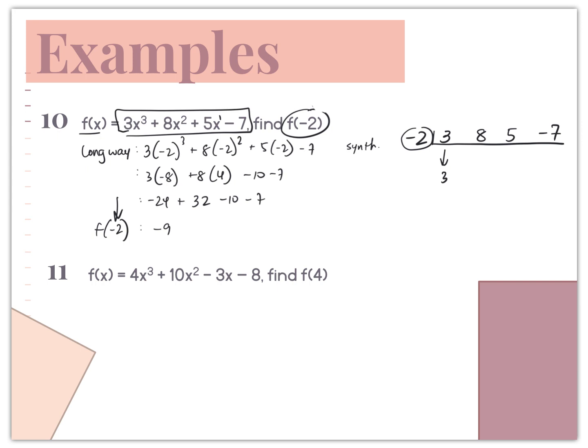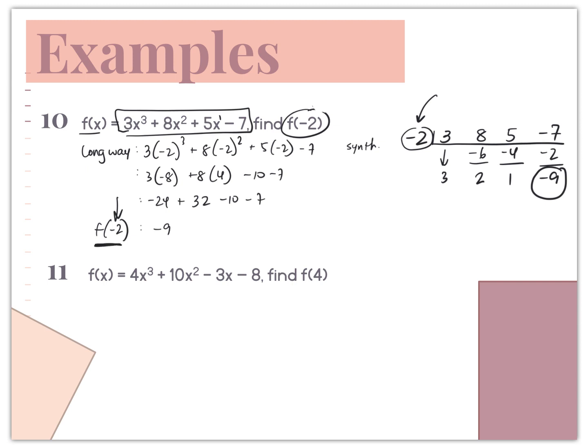So I bring down the 3, multiply, and add. Multiply the negative 2 and 4, and then I'm going to add. Multiply the negative 2 and 1, and I'm going to get negative 2, and I'm going to add. And what the remainder theorem says is that the value of the remainder is the value of the function when you plug negative 2 in for x.